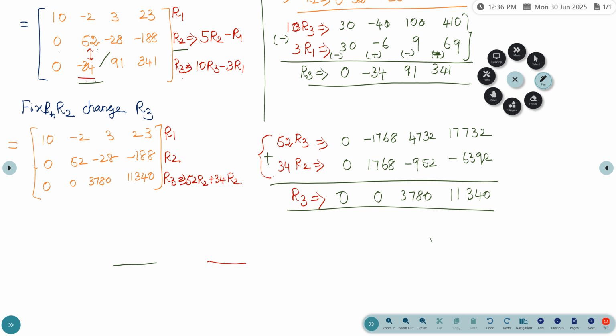This is our answer for the upper triangular matrix. Now we get the upper triangular matrix. Listen. So this is our diagonal element. The below-diagonal elements are 0. So this matrix is called an upper triangular matrix.